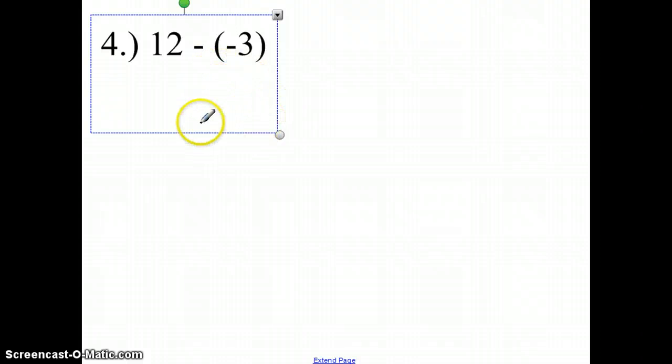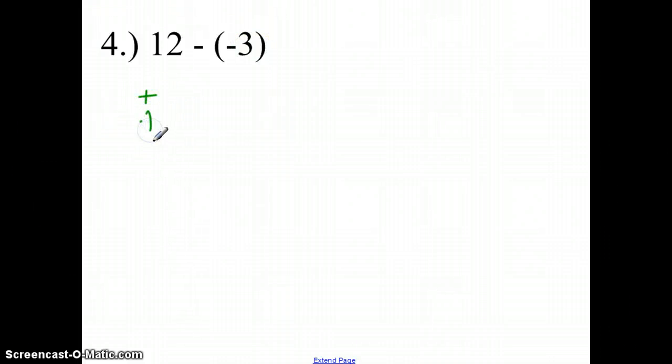Okay, on this one here, using the algebra tiles. So we've got 12 positives, we want to take away 3 negatives. Well, we got 1, 2, 3, 4, 5, 6, 7, 8, 9, 10, 11, and 12. So we have 12 positives there. We want to take away 3 negatives. Well, as we look here, we only have positives. We don't have any negatives to take away.